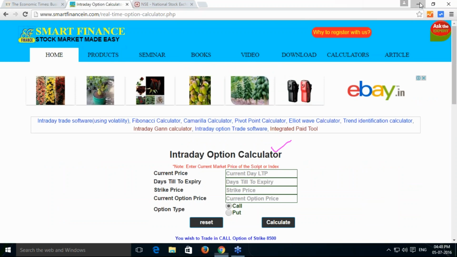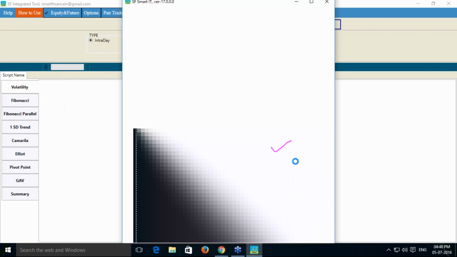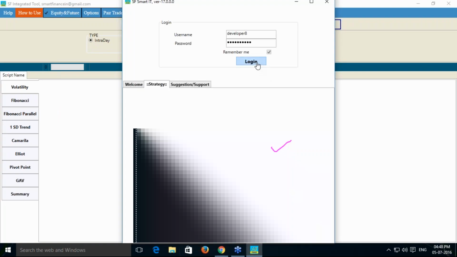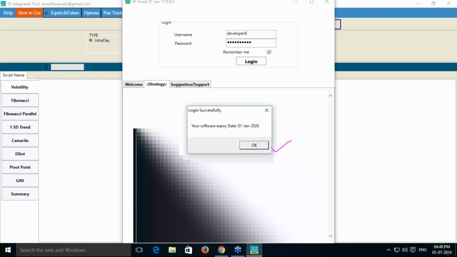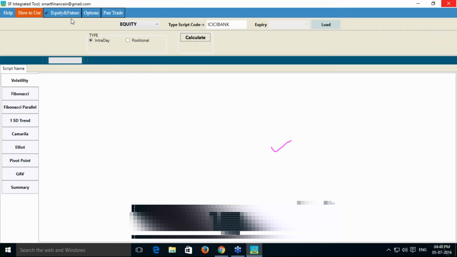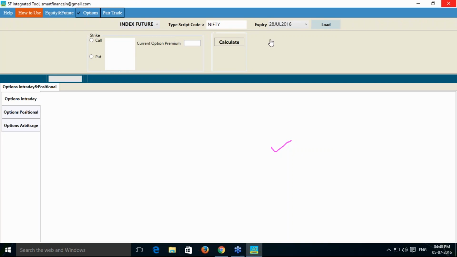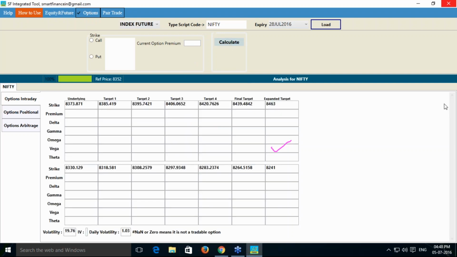And the paid tool has many other features, like if you go for our SFIT, Smart Finance paid tool SFIT. This tool has a great feature for the option traders. Suppose I am going for option here, the same Nifty I am choosing, and I am just loading the data. Once I get the data loaded, I'll go for an analysis of the Nifty first.